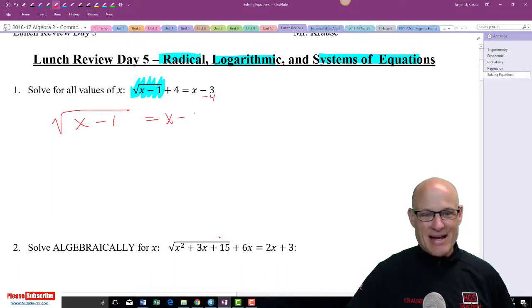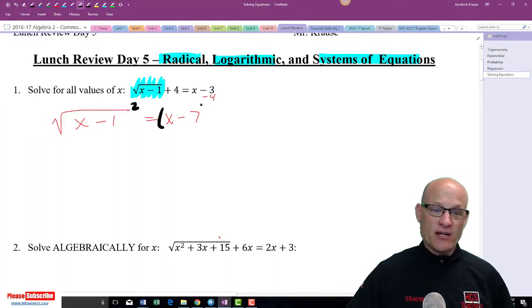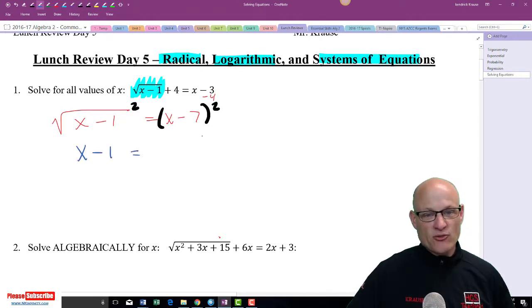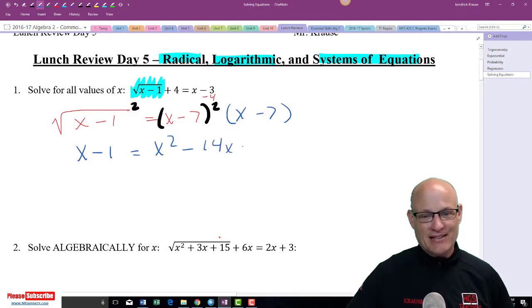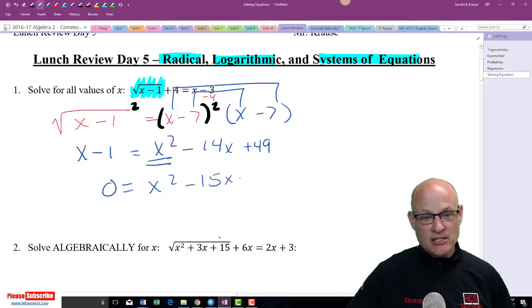So we get x minus 7. Once we've done that, then we're going to square both sides. Now, squaring the left side is quite easy. It's just x minus 1. Squaring this side, you got to double distribute, don't be that person: x squared minus 14x plus 49. Minus 7x and minus 7x makes the minus 14. Since my x squared's positive, I'm going to move everything to that side. So 0 equals x squared minus 15x plus 50.